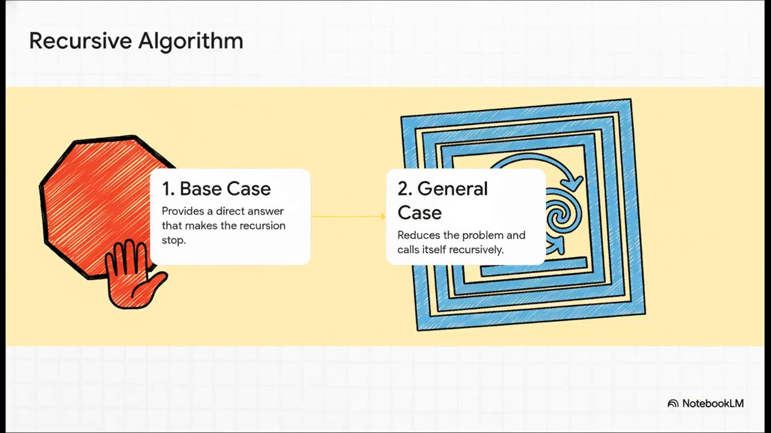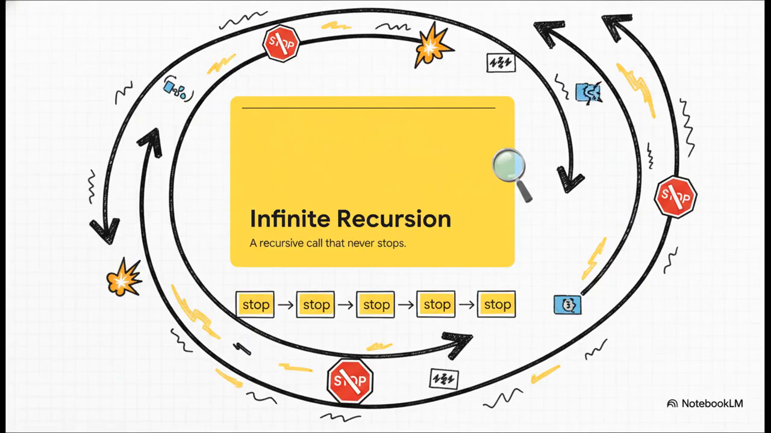Here they are. Number one, you need a base case. Think of this as your escape hatch, your stop sign. It's the simplest possible version of the problem, the one you can answer directly without calling the function again. Then you have the general case. This is the part that does the actual work of making the problem smaller and then calling itself to solve that new, smaller piece.